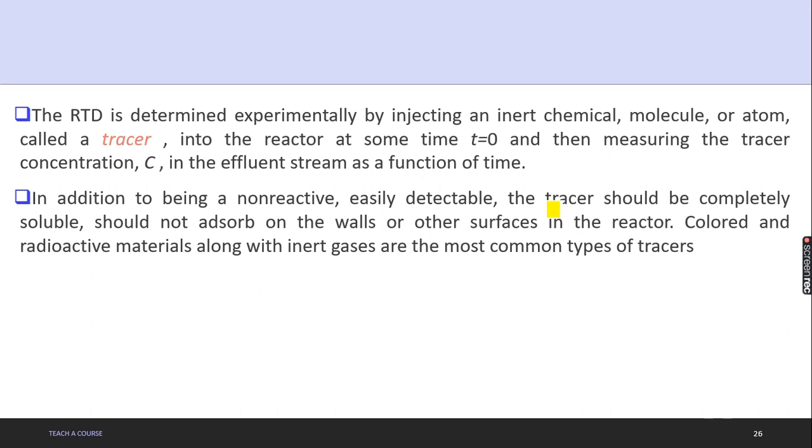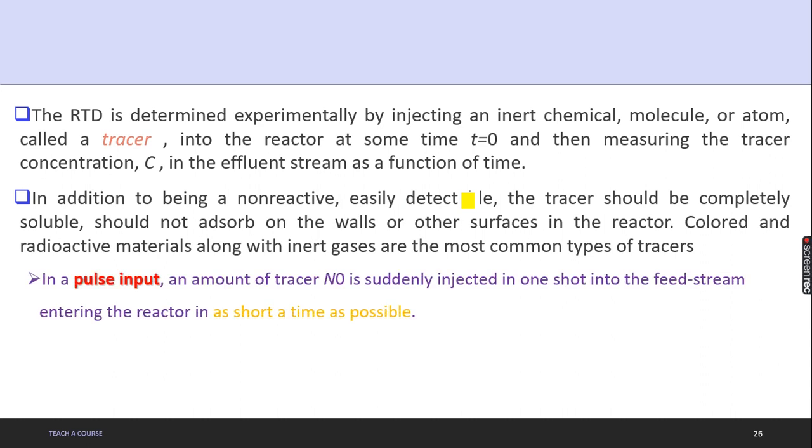In addition to being non-reactive and easily detectable, the tracer should also be completely soluble. It should not adsorb to the wall of the reactor. So most of the time we can use colored or radioactive material along with some inert gas as the type of tracer.